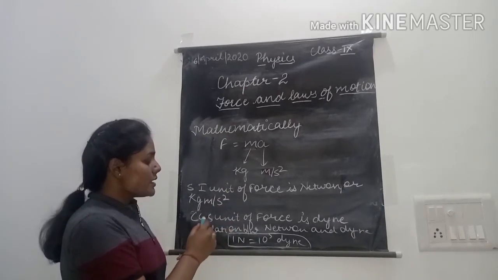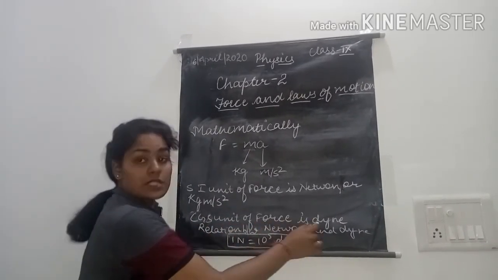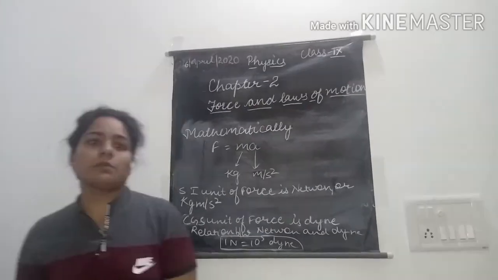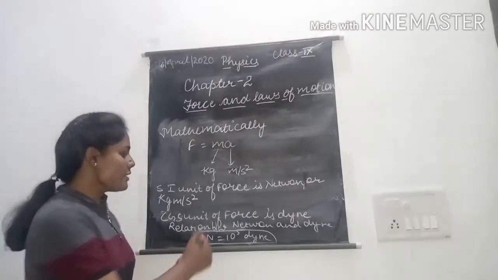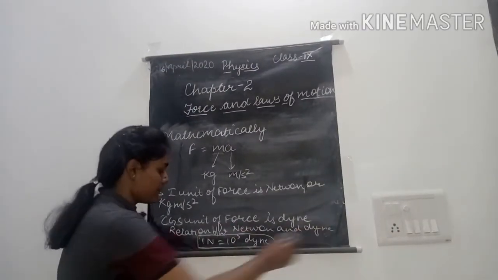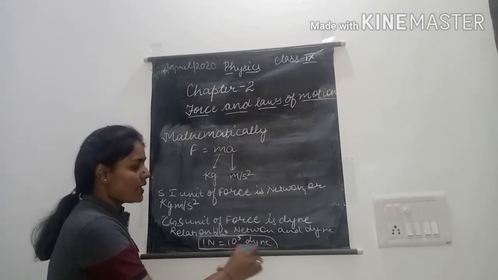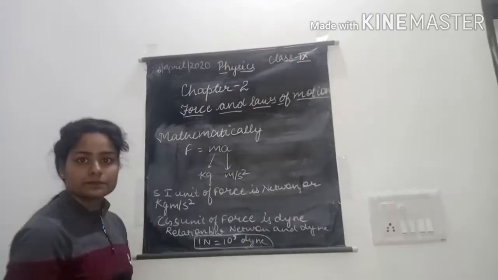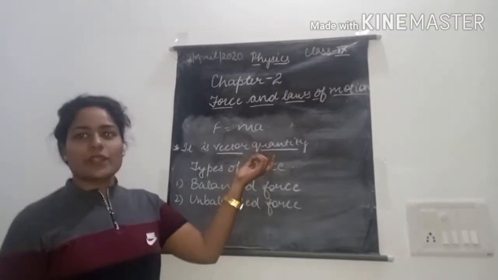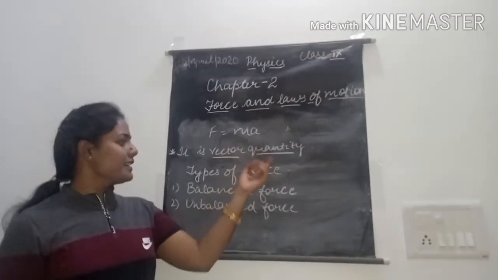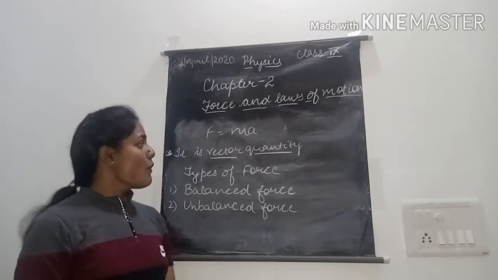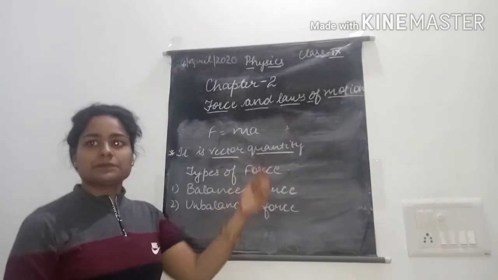The CGS unit of force is dyne. The relation between Newton and dyne: 1 Newton is equal to 10^5 dyne. Force is a vector quantity.